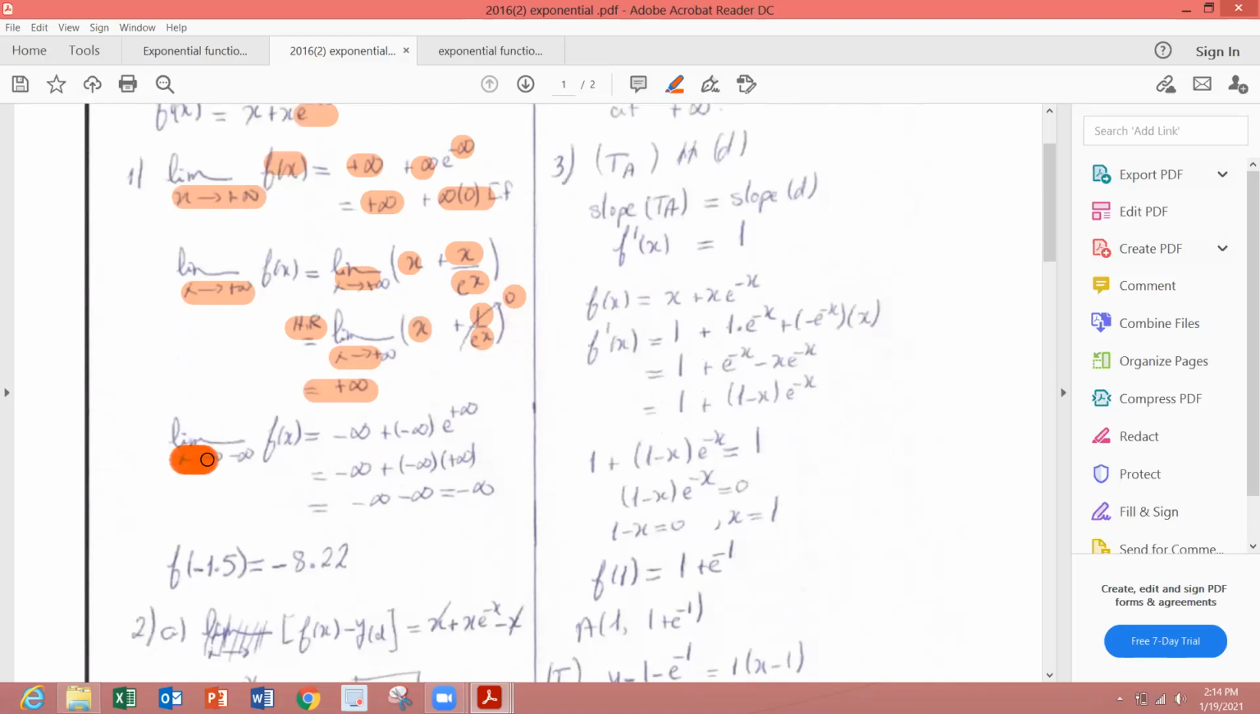Limit as x tends to minus infinity of f(x). We replace each x by minus infinity. It becomes minus infinity plus minus infinity times e to the plus infinity. Since it is minus x, it becomes plus infinity. Minus infinity, e to the power plus infinity is plus infinity. It becomes minus infinity times plus infinity, which is minus infinity. So we get minus infinity.